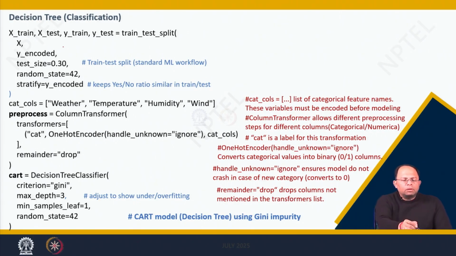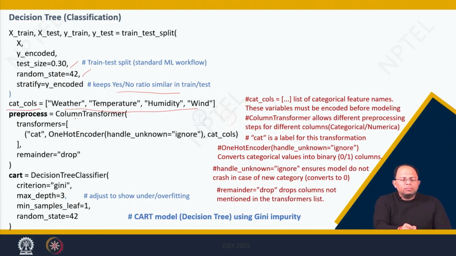Then we are calling the train_test_split function, and we are storing the output in x_train, x_test, y_train and y_test. We are just splitting the data into train and test parts. 30% of the data is kept for testing, and the remaining 70% is used for training. Random state is 42, which ensures that we get the same split again and again, and stratify equal to y_encoded means we make sure that the yes and no proportions are similar in both the train and the test split.